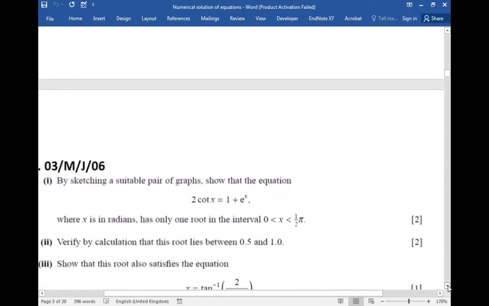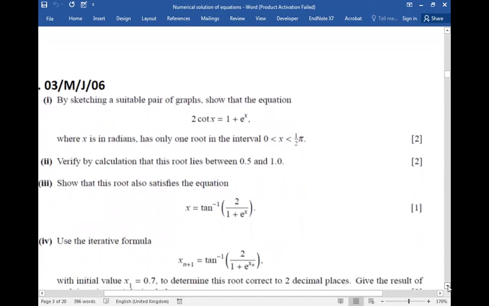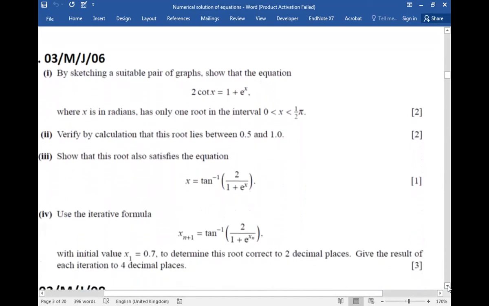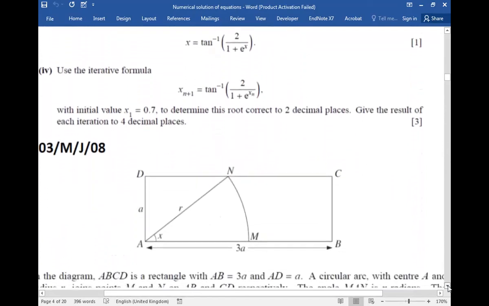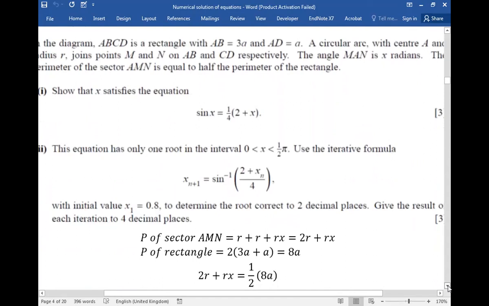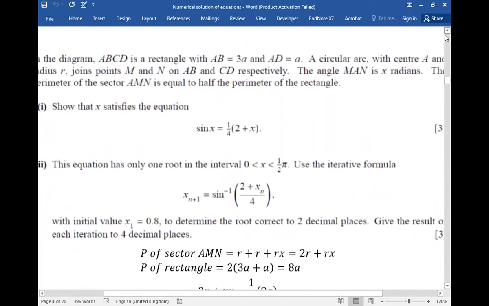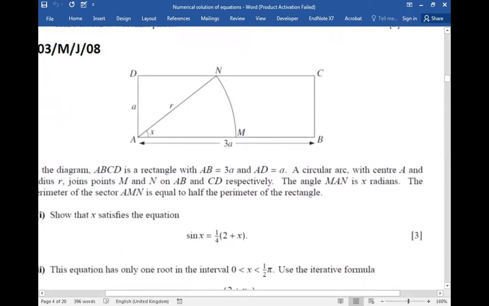Again, class, a very similar question. I urge you to attempt it on your own. Leave this sketching for the time being. Let's do one that involves problem solving, similar to the June 2008 question.